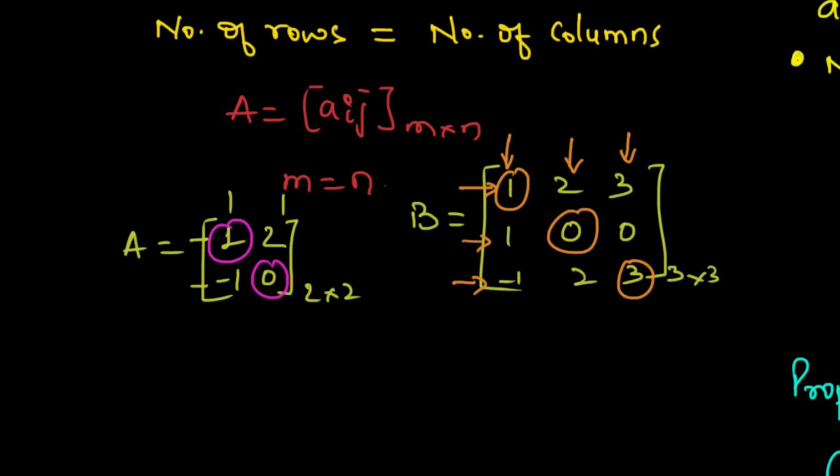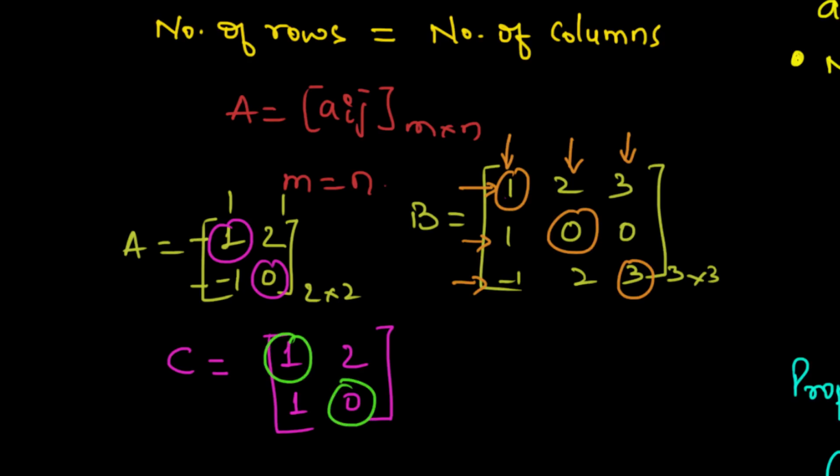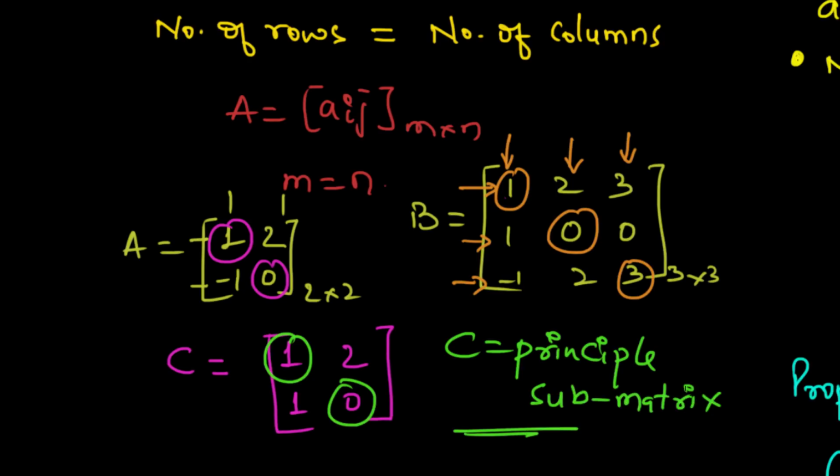Let me construct one more matrix C. Suppose 1, 2, 1 and 0. I have constructed C out of B. So 1, 2, 1 and 0. Make a note that the diagonal elements of C are also part of the diagonal elements of B. So whenever this is the case, C is called the principal submatrix. This is a very important property. It will be helpful while solving questions. Whenever the diagonal elements of a submatrix are part of the diagonal elements of the original matrix, then the submatrix is called the principal submatrix.